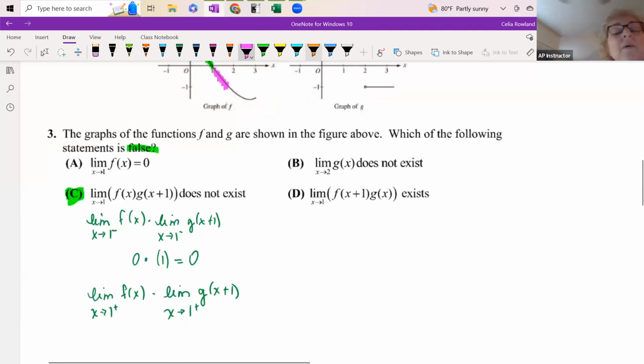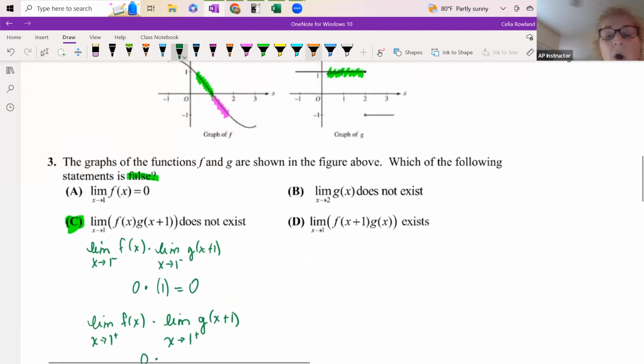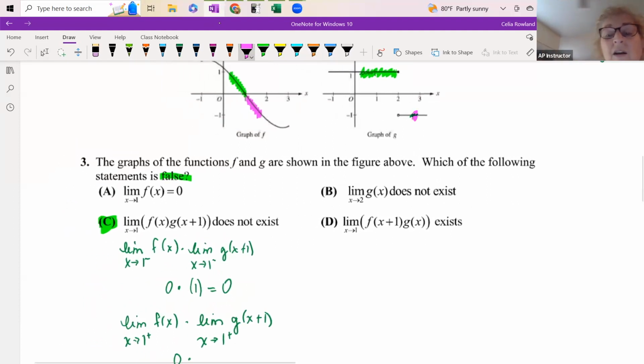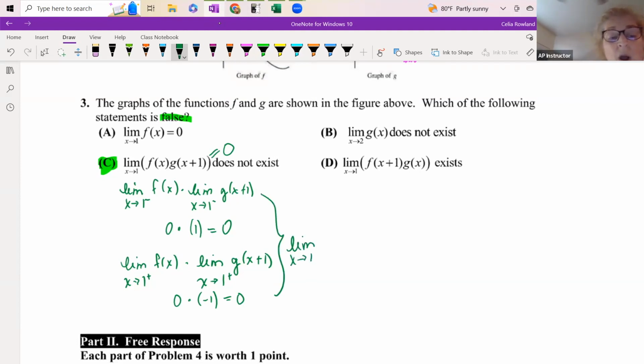And that's going to 0. It's going to 0 from below, so I can actually write 0 minus if I want, but that's going to be 0. As I'm approaching 1 from the right, that means I'm approaching 2, and that is here, and that's going to -1. So I'm going to toss in a -1 here, but this gives me 0. So this limit is actually going to 0 because the limit from the left is equal to the limit from the right. So I can say the limit as x goes to 1 of f of x times g of x plus 1 happens to be 0.